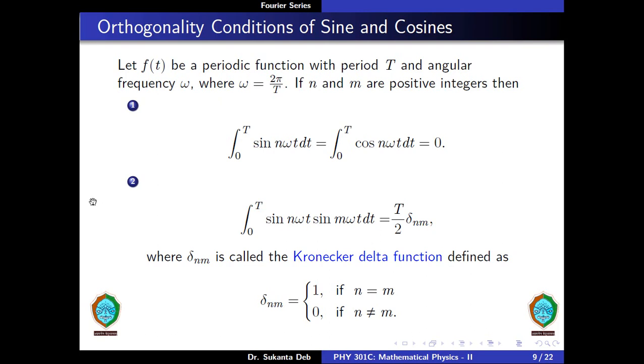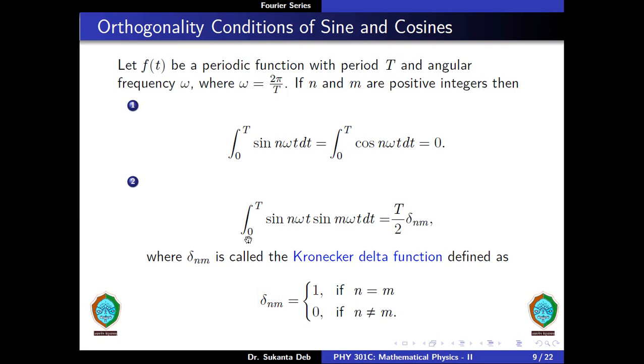Orthogonality condition of sines and cosines. Let f of t be a periodic function with period capital T and angular frequency omega, where omega is equal to 2 pi by capital T. If small n and small m are positive integers, then the integral from 0 to capital T of sine of n omega t dt is equal to the integral from 0 to capital T of cos of n omega t dt is equal to 0.